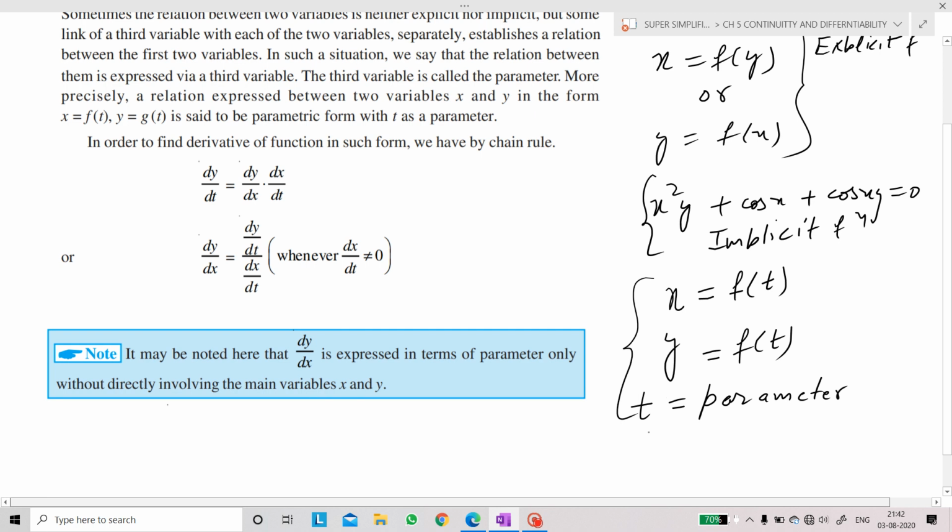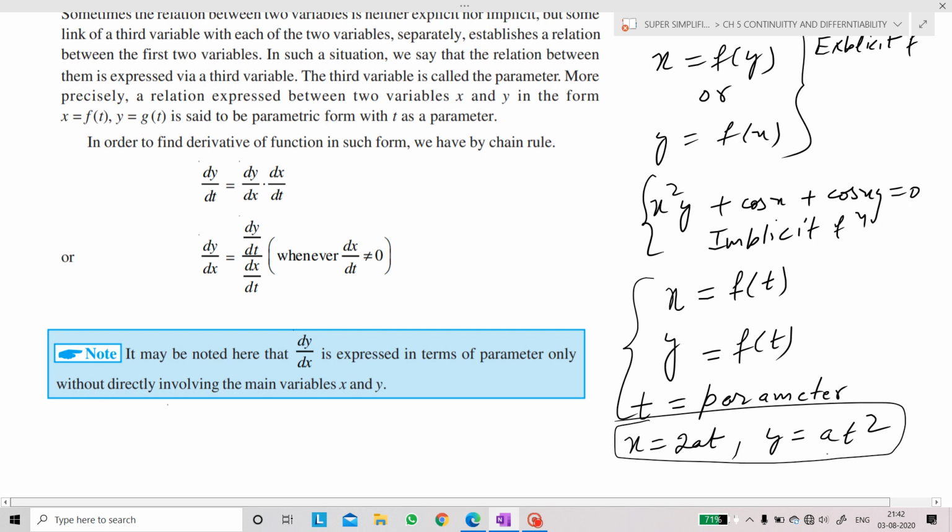I can give you one example. For example, x is equal to 2at, y is equal to at square. So this is a parametric equation. x and y are linked via this equation. So this is the parametric form. Now, in this video we are going to learn about the differentiation of parametric form.